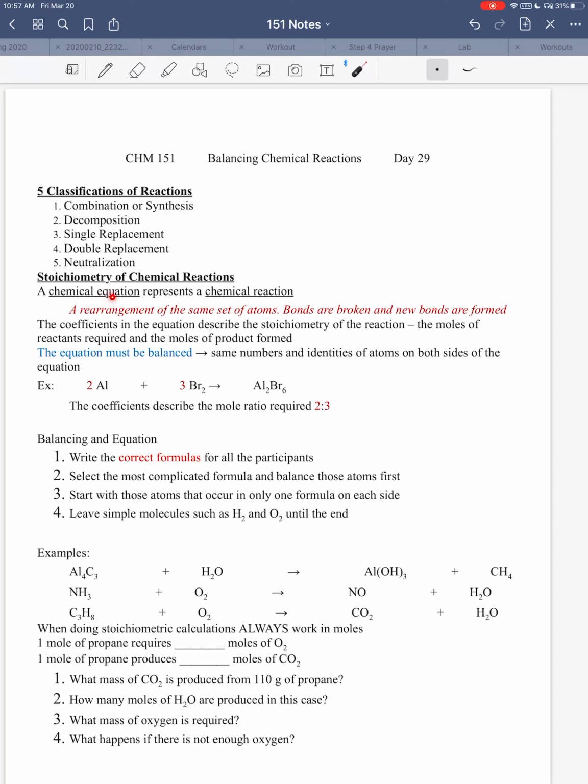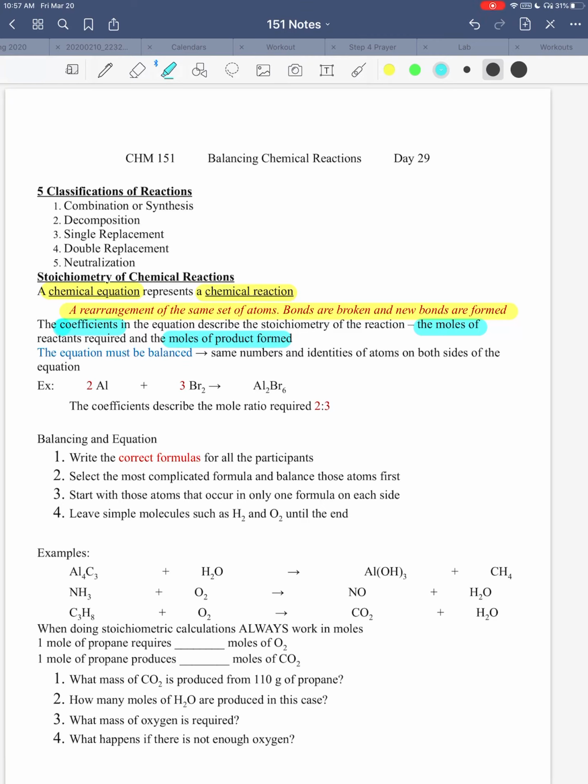So this chemical equation represents a chemical reaction. It's a rearrangement of the same sets of atoms. Bonds are broken and new bonds are formed. All right. Now, the coefficients. This is important. The coefficients describe the stoichiometry, the moles of reactants required, and the moles of products formed.